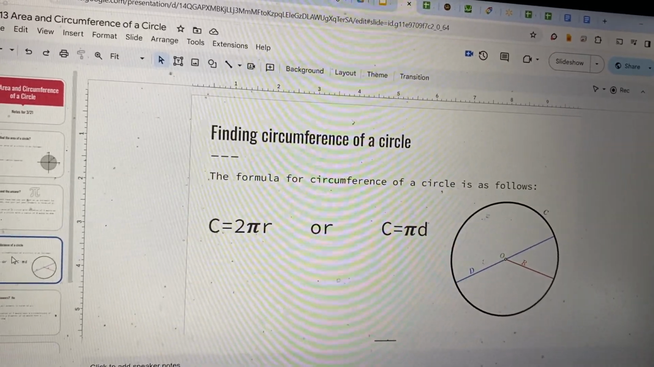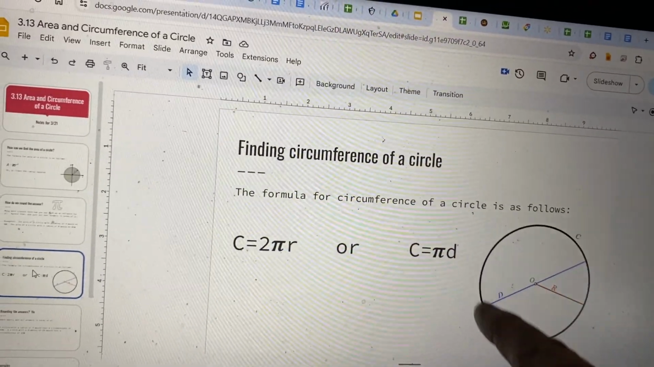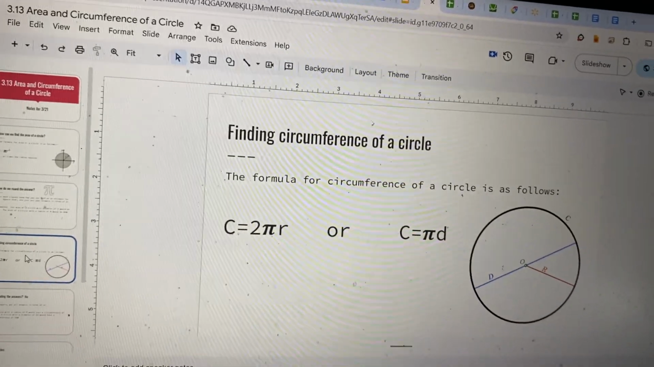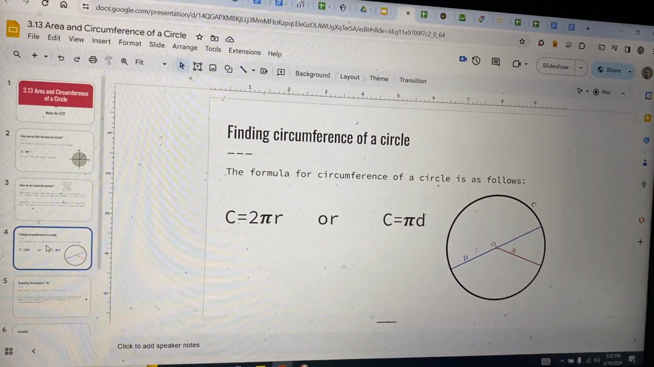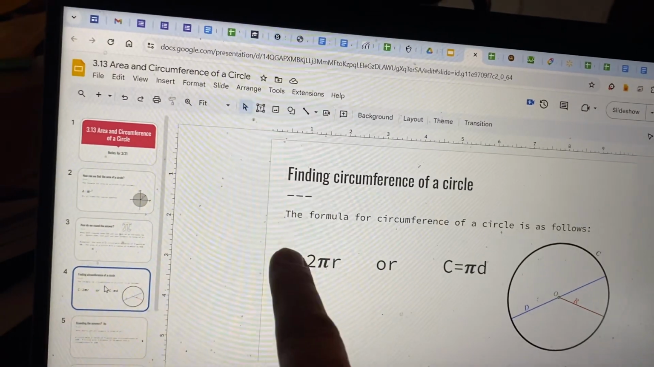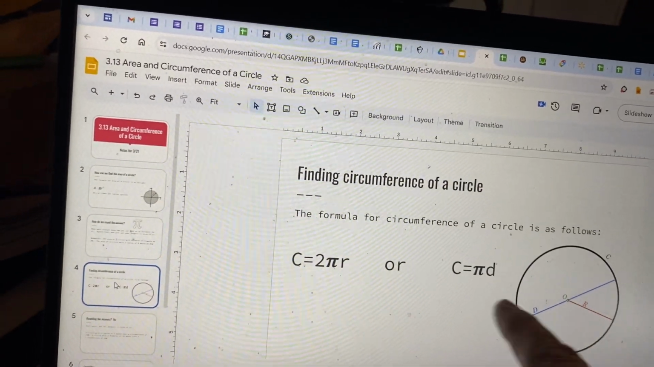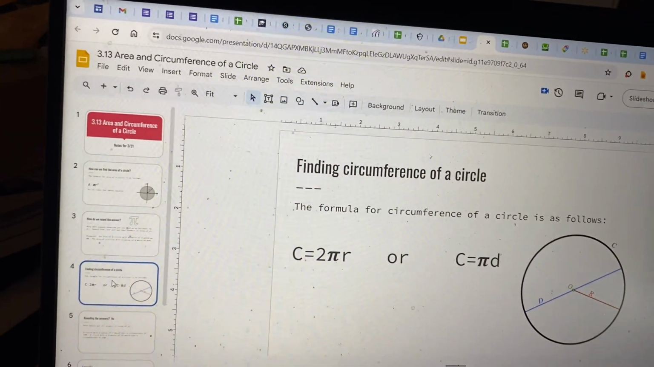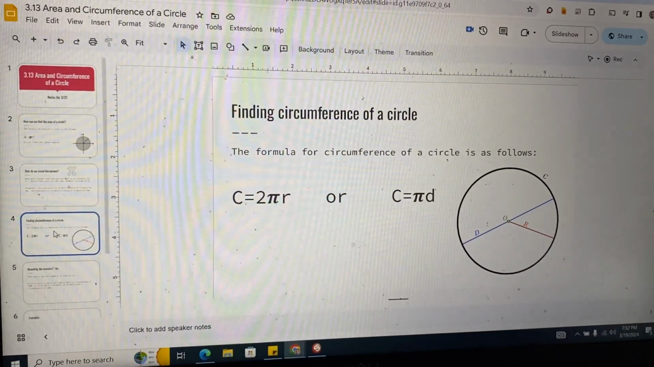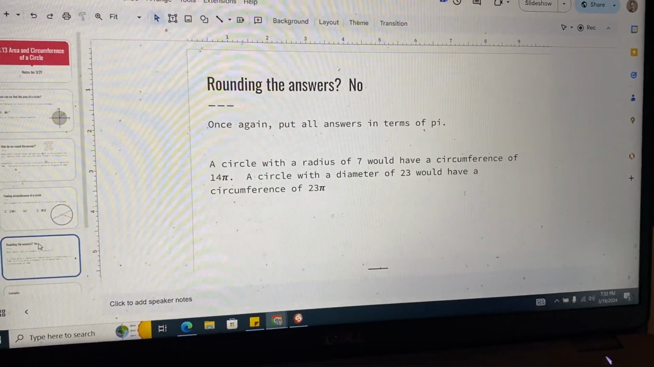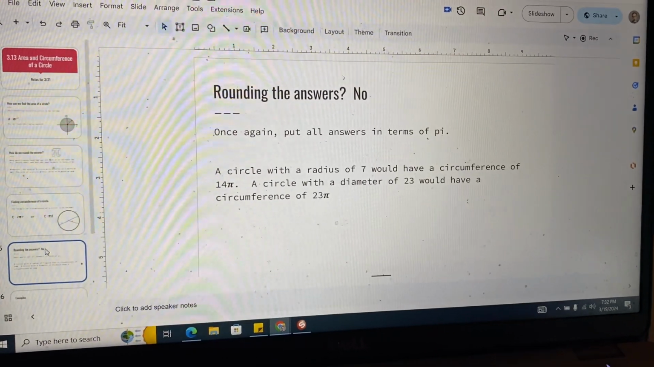Circumference of a circle is a different measure. It's the distance around the outside. It's similar to perimeter, but we say circumference because it's a circle. You either take 2 times pi times the radius, or you take pi times the diameter, since that diameter is double the radius. Again, we're not going to round the answers. We're going to put it in terms of pi.